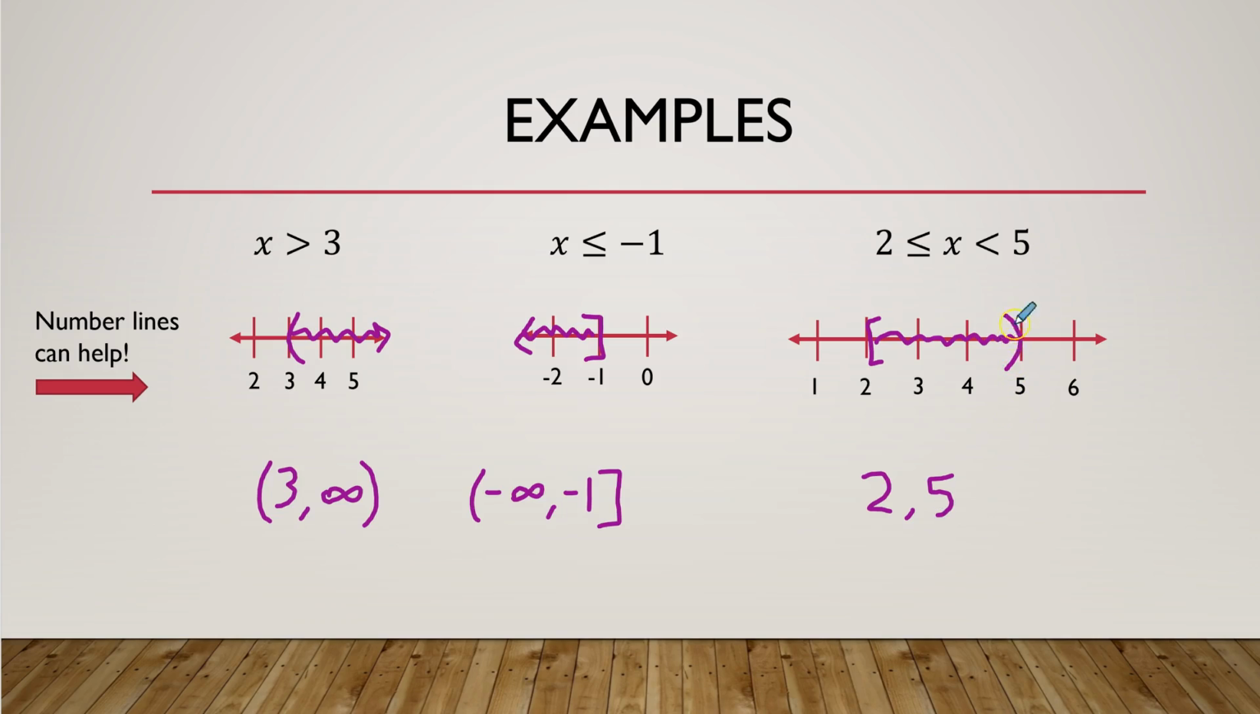And we said not including 5. I already figured out that this is going to be parentheses on that endpoint. And we said we are including 2. We already figured out this is going to be a square bracket. So this is telling me all of the numbers between 2 and 5 are answers to this. That includes the infinite number of decimals like 2.3, 2.4, 2.5, etc.